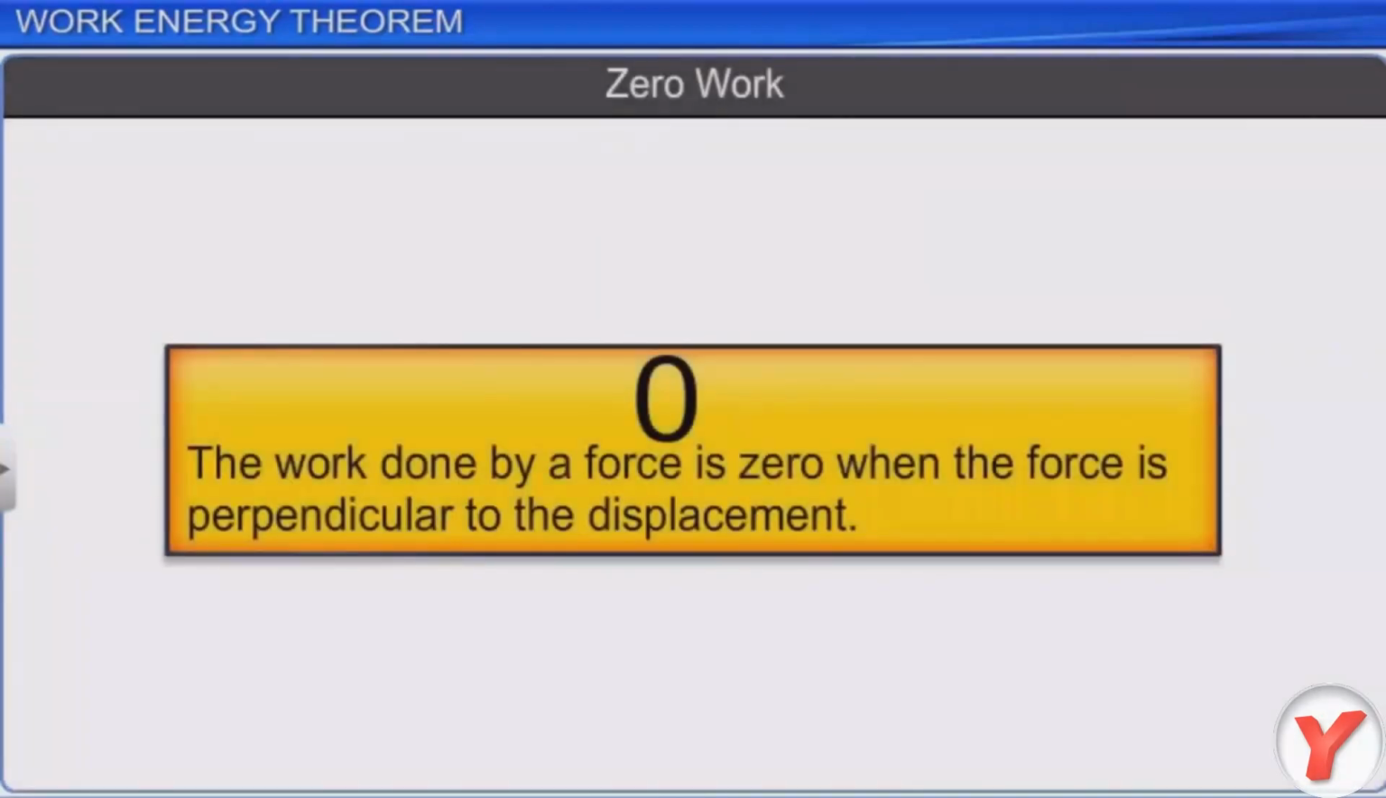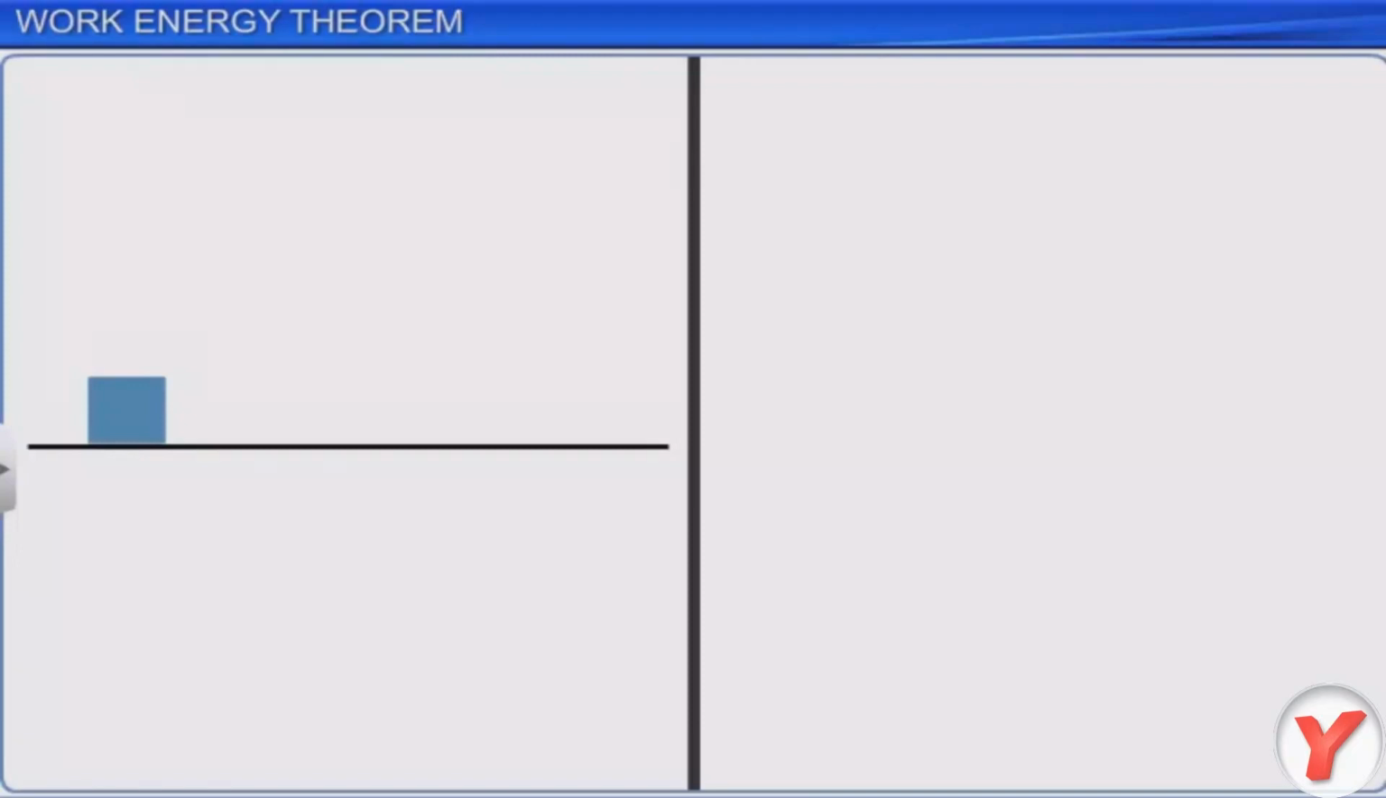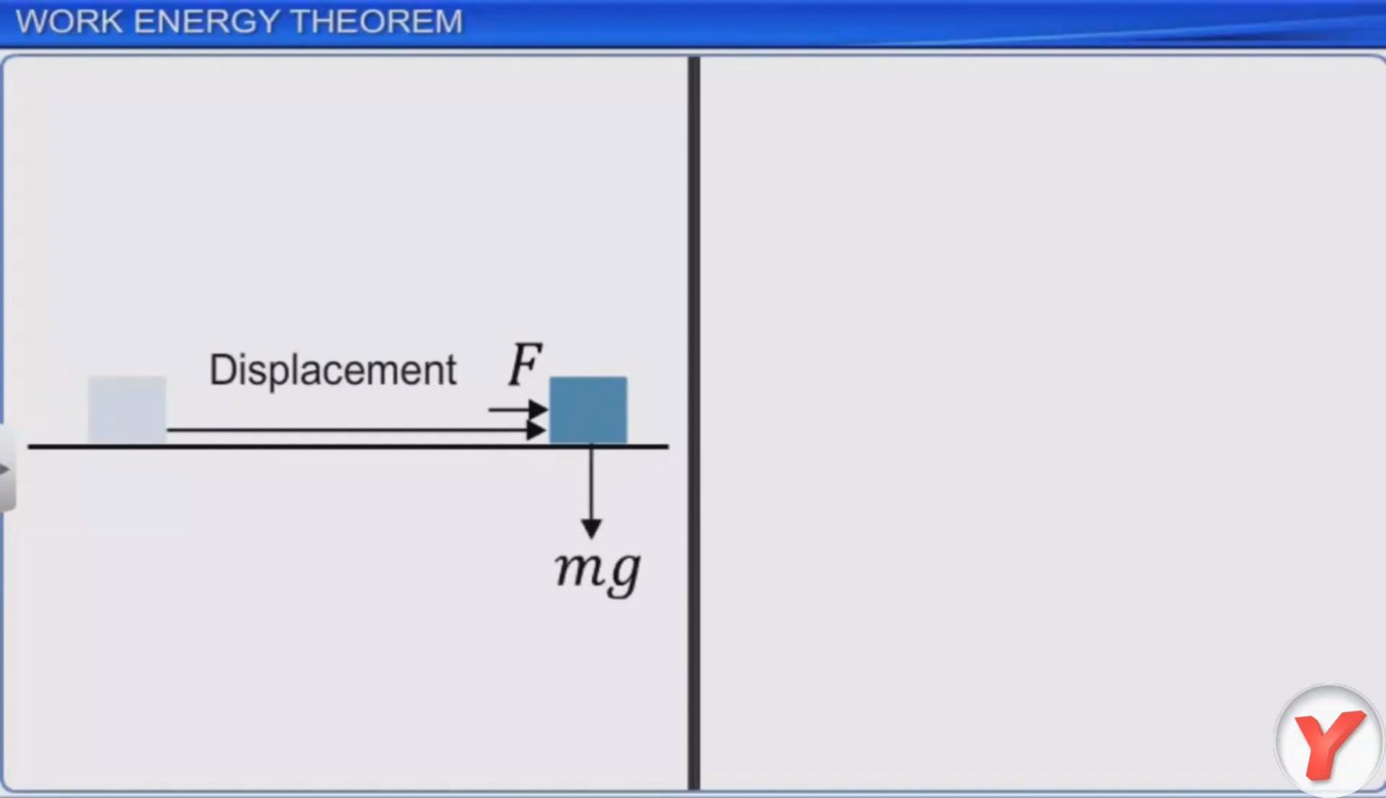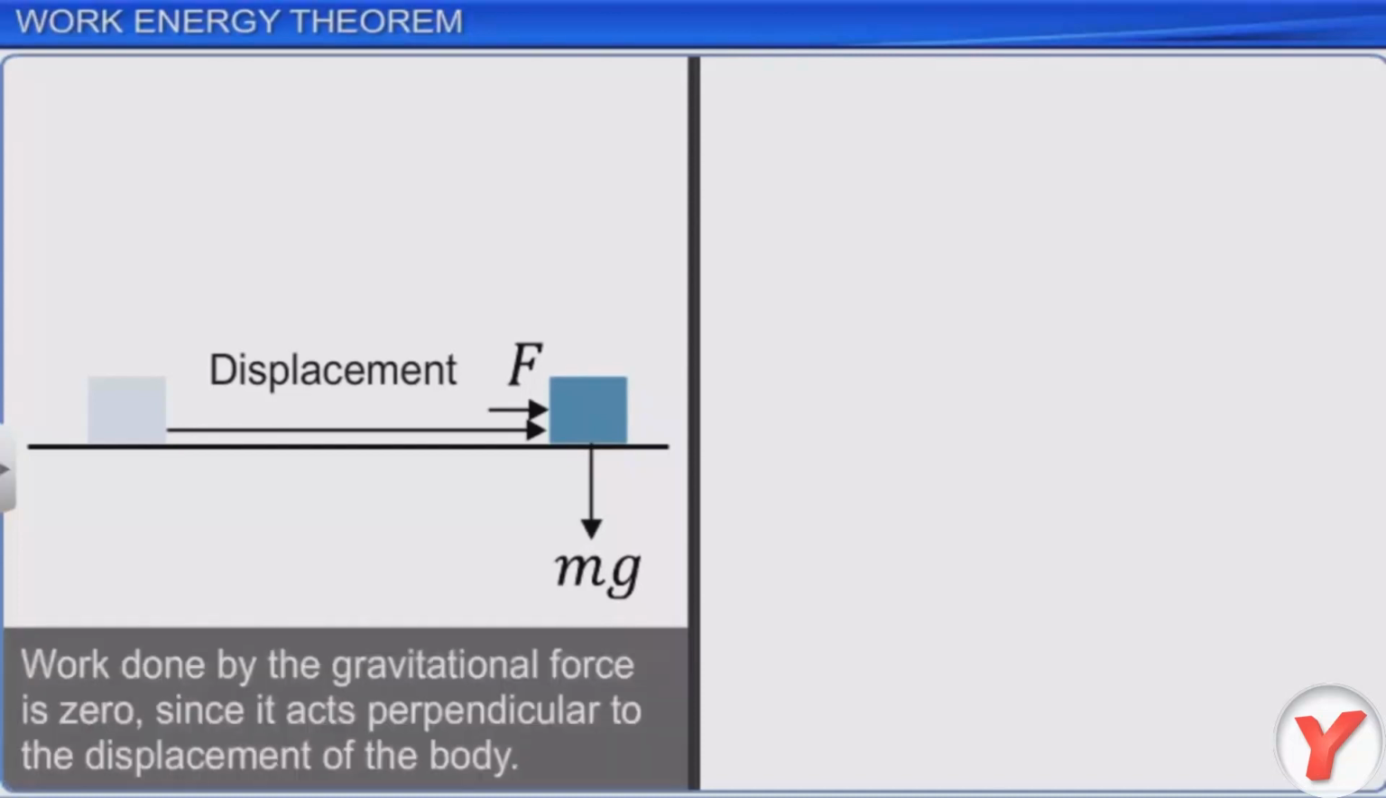The work done by a force is zero when the force is perpendicular to the displacement. Consider a block moved over a horizontal surface. In this case, the displacement is along the horizontal, whereas the gravitational force, which is the weight of the block, acts vertically downwards. Here, work done by the gravitational force is zero, since it acts perpendicular to the displacement of the body.